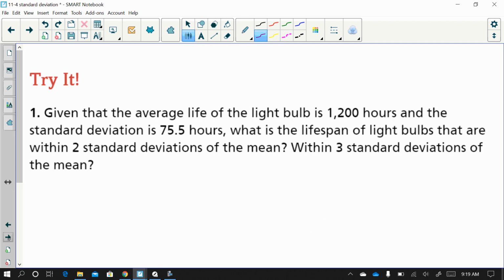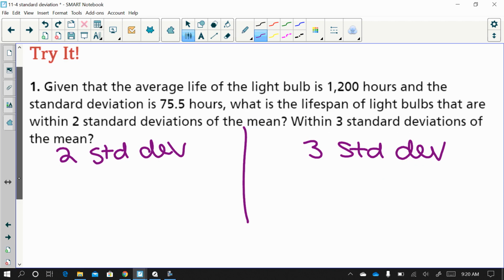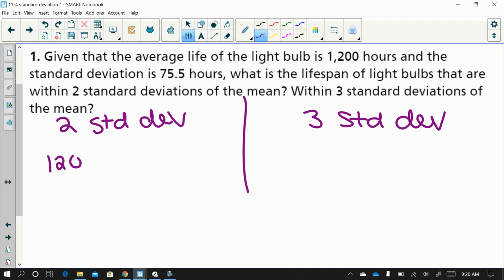Given that the average life of the light bulb is 1200 and the standard deviation is 75, what's the lifespan of light bulbs that are 2 standard deviations of the mean? We'll look over here at 2 standard deviations, and then we're going to do 3 standard deviations. So I'm going to take 1200 and add 2 times 75.5. I'm going to throw that in my calculator real quick. 1200 plus 2 times 75.5.